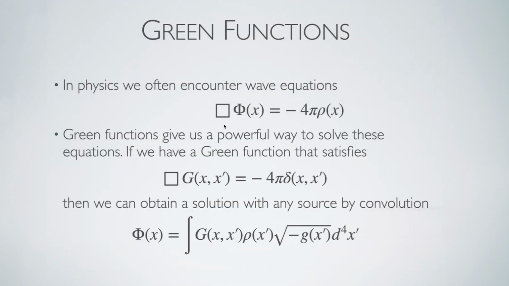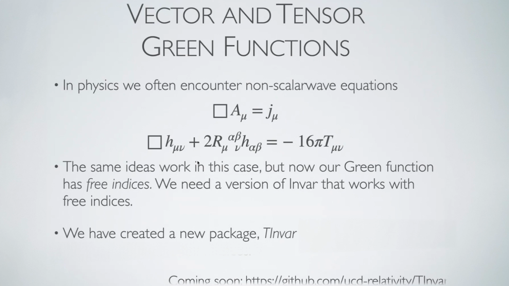I was a bit sneaky here because I only showed the Green function for the scalar wave equation. So where you've got a scalar field. The universe isn't made out of just scalars. In electromagnetism, we're interested in vectors, and in GR, we're interested in tensors typically. So you can write down equivalent equations for vector fields and for tensor fields. Good news is that the same ideas work in this case, but the bad news is that we now have free indices to worry about.